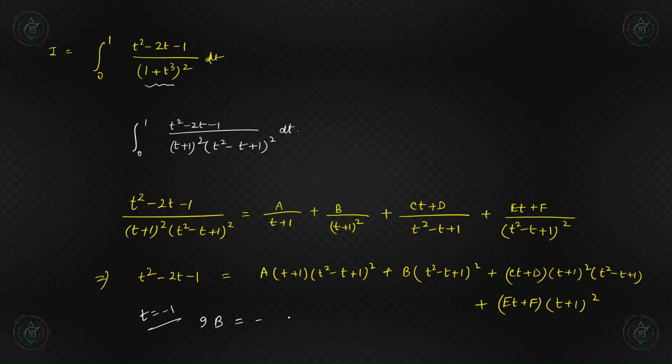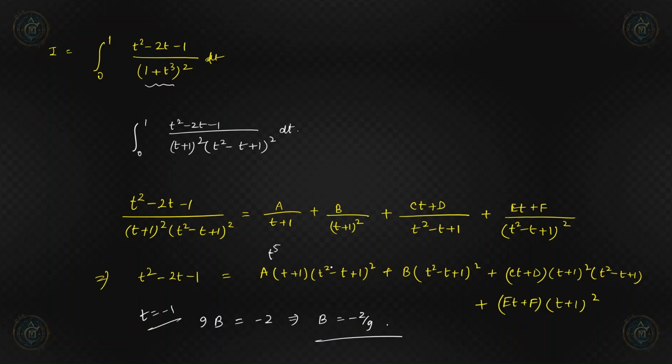Okay, so minus 2, that means b equal to minus 2 by 9. So we are left with 5 more variables to solve. Now to solve these remaining 5 variables, we can expand this expression. We get some coefficient of t to the power 5, because at maximum it will go up to t to the power 5, right.